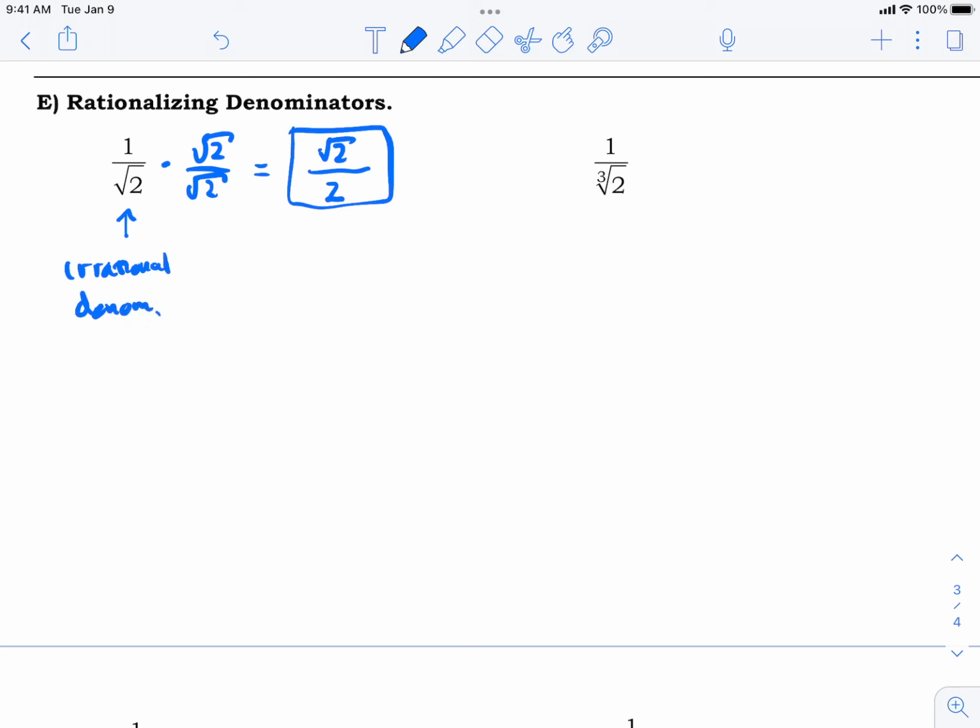Square root of 2 is an irrational number. If you plunk it on your calculator, the decimals are not going to stop. There's not going to be any pattern. It's kind of like pi in that regard. Square root of 2 is an irrational number. So that's an irrational denominator.